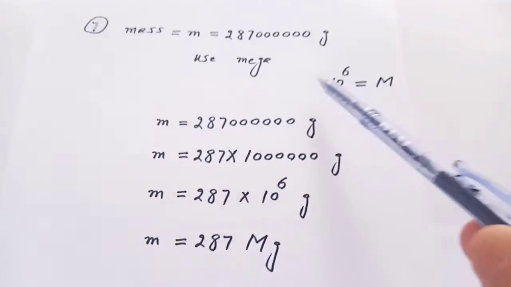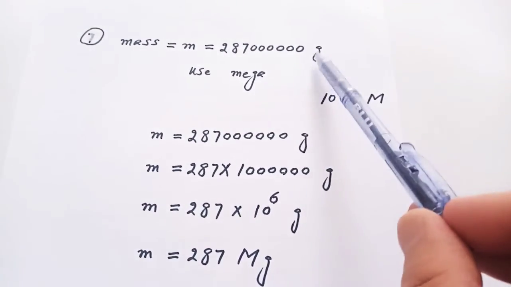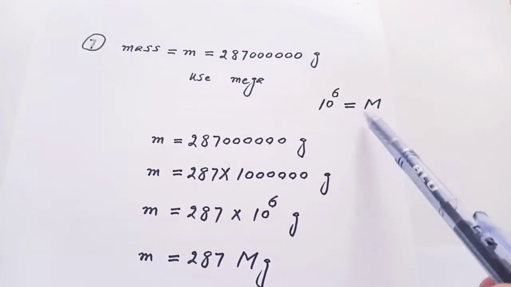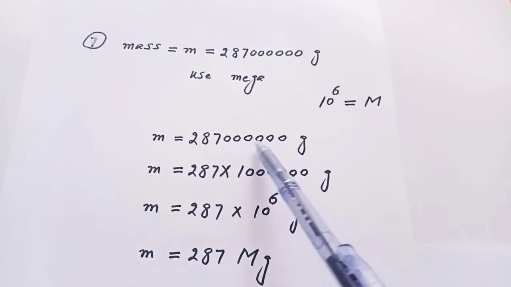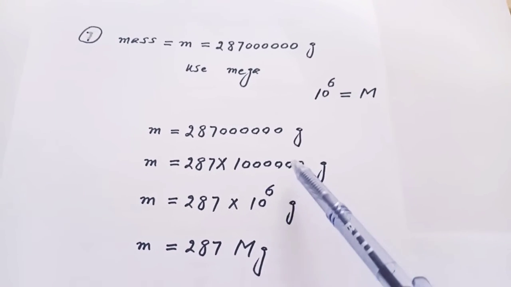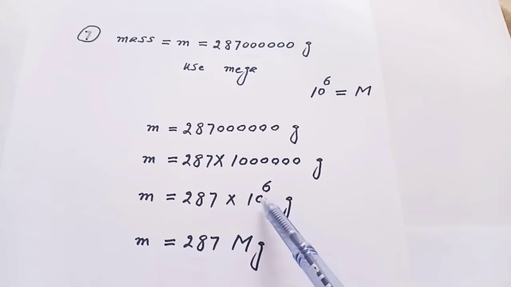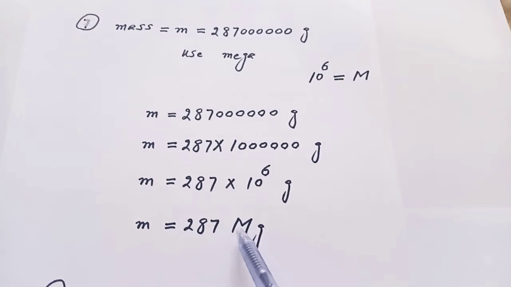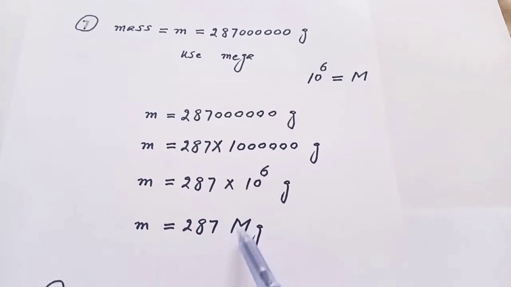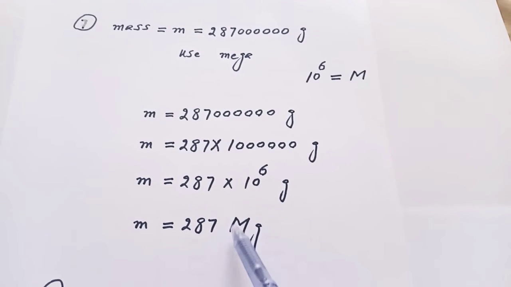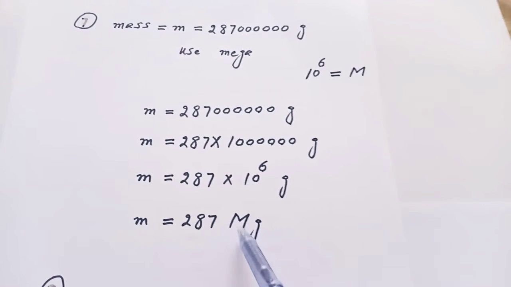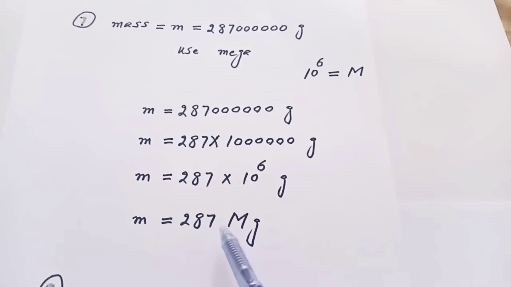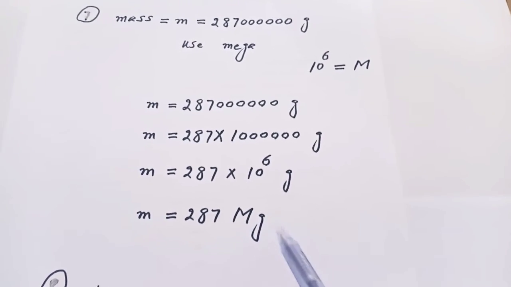This is the next case. This is mass in grams. Use mega. 10 power 6 is mega. Now we can write this number like this, and these are 6 zeros. We write 10 power 6, and 10 power 6 is mega. So we write here mega, capital M, as the prefix. So this mass is 287 megagram.